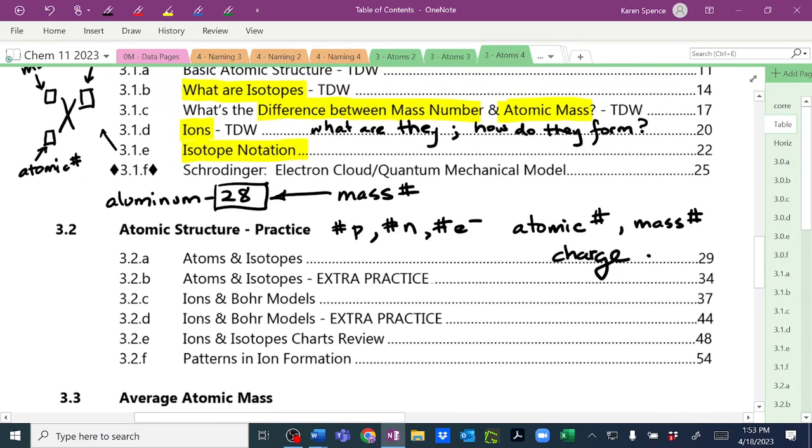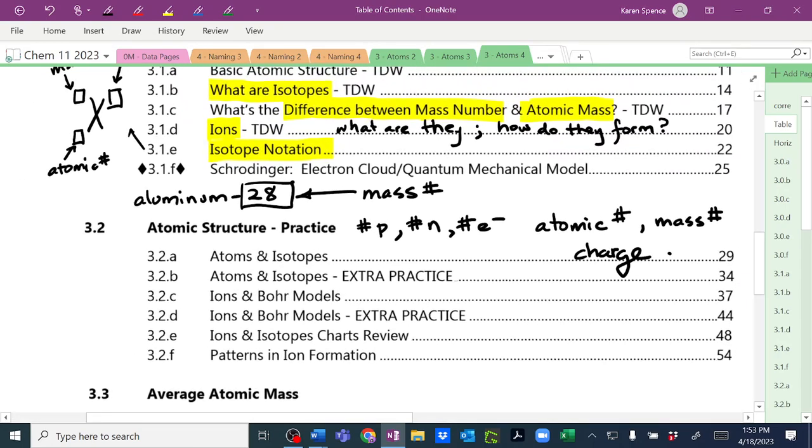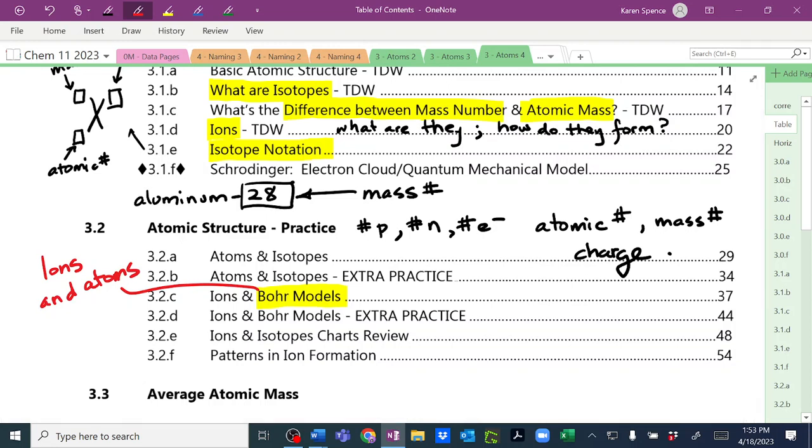Plus, in this section, there are also Bohr models, so you should be able to draw Bohr models for ions and atoms. Okay, so neutral atoms, charged ions. Patterns in ion formation, that's being able to tell what charge an element will take on based on its position on the periodic table.